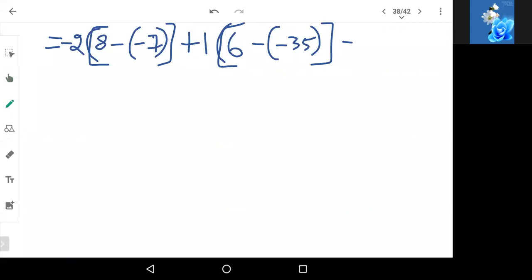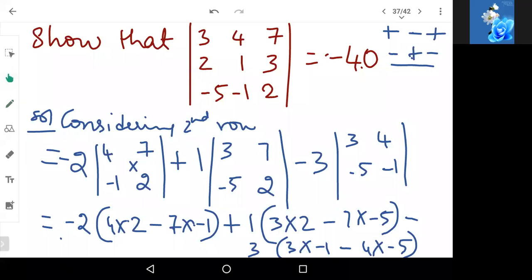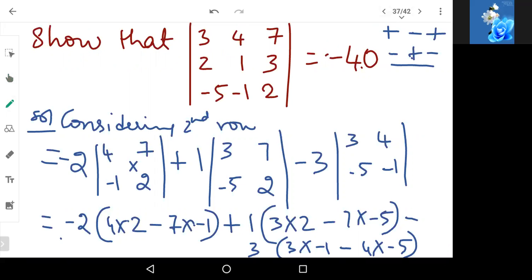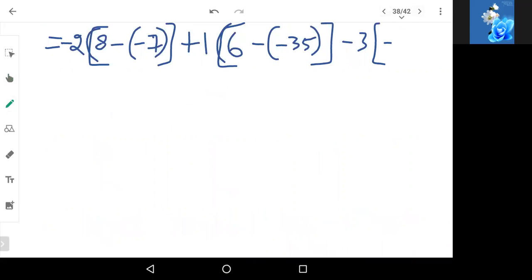Then minus the final value, that is 3 into 3 into minus 1 is minus 3 minus of 4 into 5. 4 5s are 20. So minus 20. So here be careful with the minus sign. You will have minus 3 into, how much do you get? Minus 3 minus of minus 5. Lot of minuses. Okay, so be careful with the minus sign.